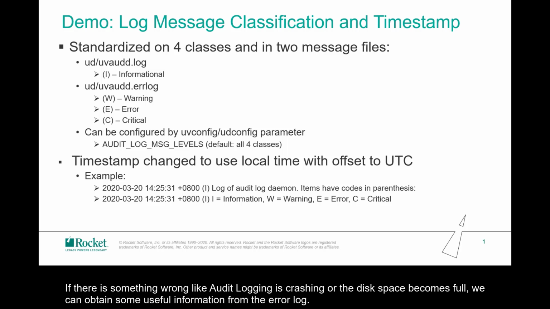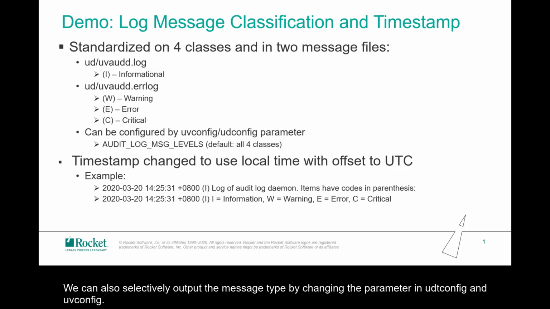If there's something wrong, like audit login is crashing or the disk space becomes full, we can obtain some useful information from the error log. We can also selectively output the message type by changing the parameter in Audit config and UV config.